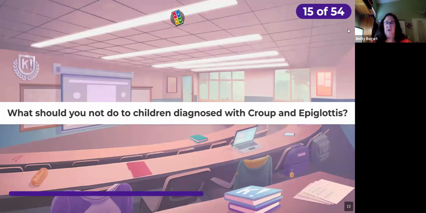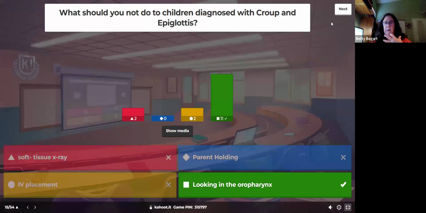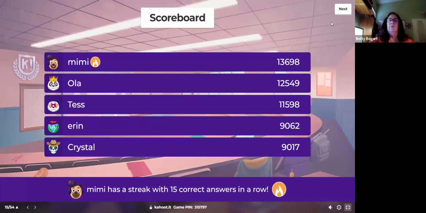What should you not do to children diagnosed with croup and epiglottitis? Well, croup is swelling of the oropharynx. Epiglottitis is when the epiglottis is completely swollen and you can't breathe. So if you can't breathe and have swelling, you're going to put nothing in their mouth. You're not going to look in there. Maybe just look at the tip of the tongue, but you're not going to open it and create more swelling. That's the purpose of that question.